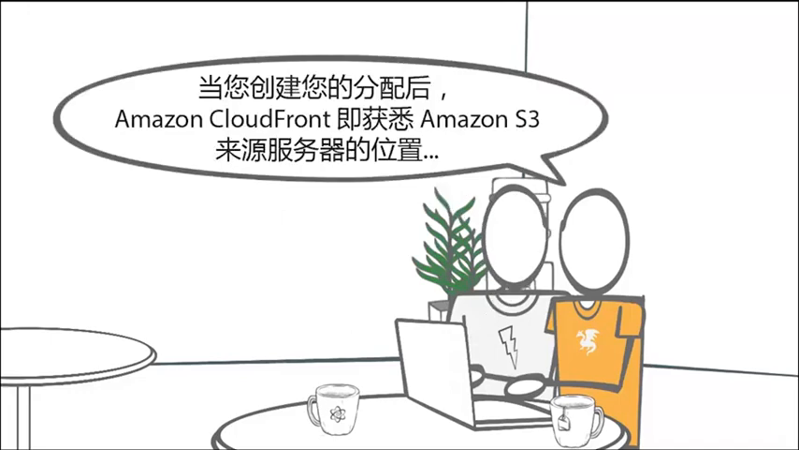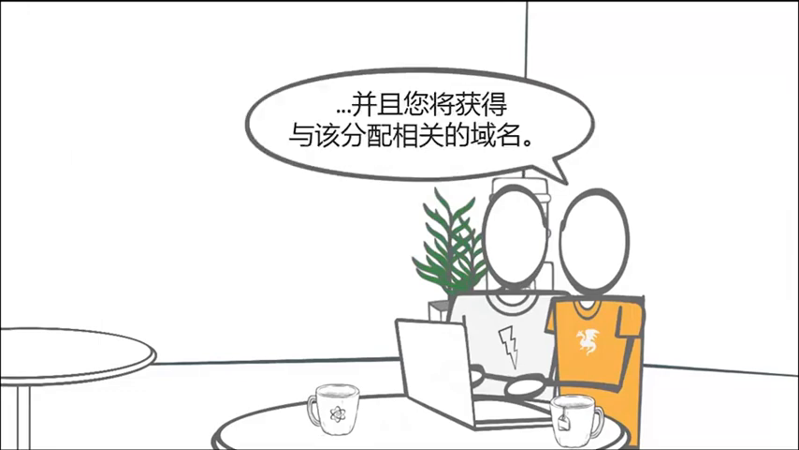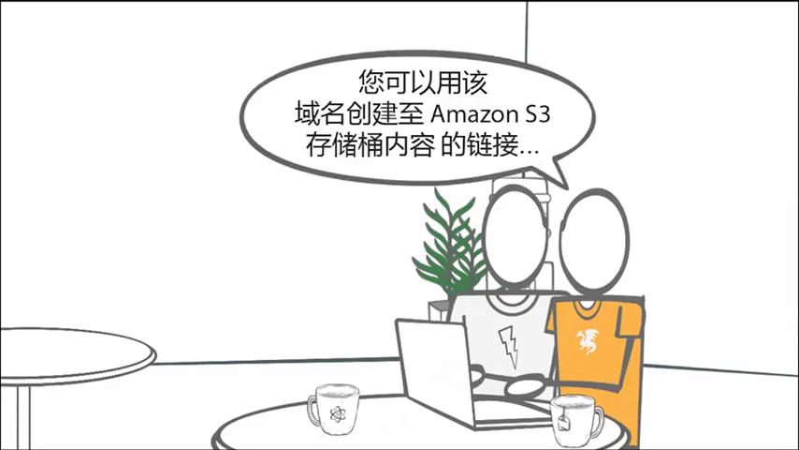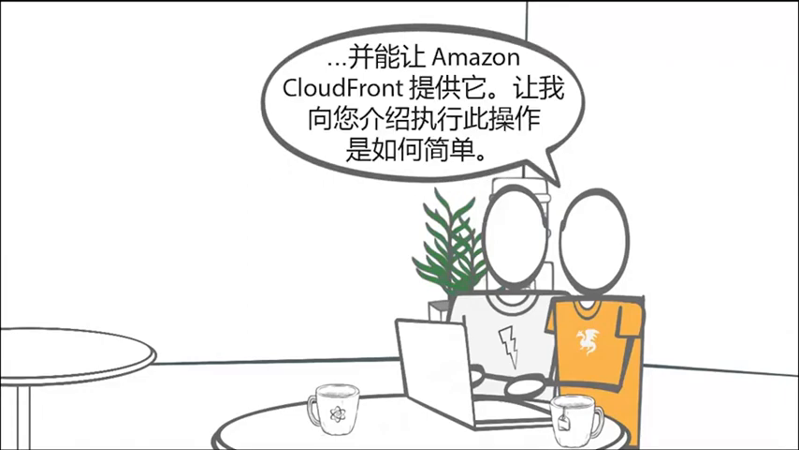After you've created your distribution, Amazon CloudFront knows where your Amazon S3 origin server is, and you know the domain name associated with the distribution. You can create a link to your Amazon S3 bucket content with that domain name, and have Amazon CloudFront serve it. Let me show you how easy it is to do this.